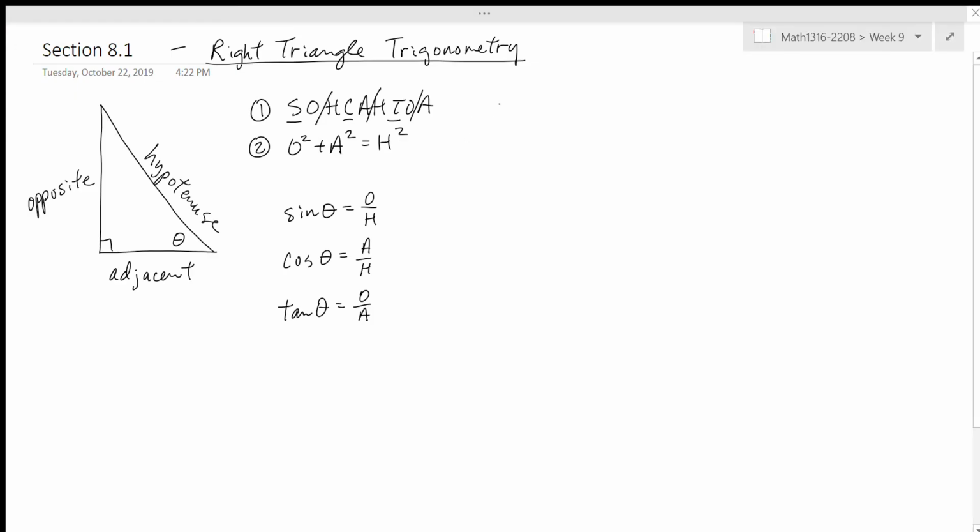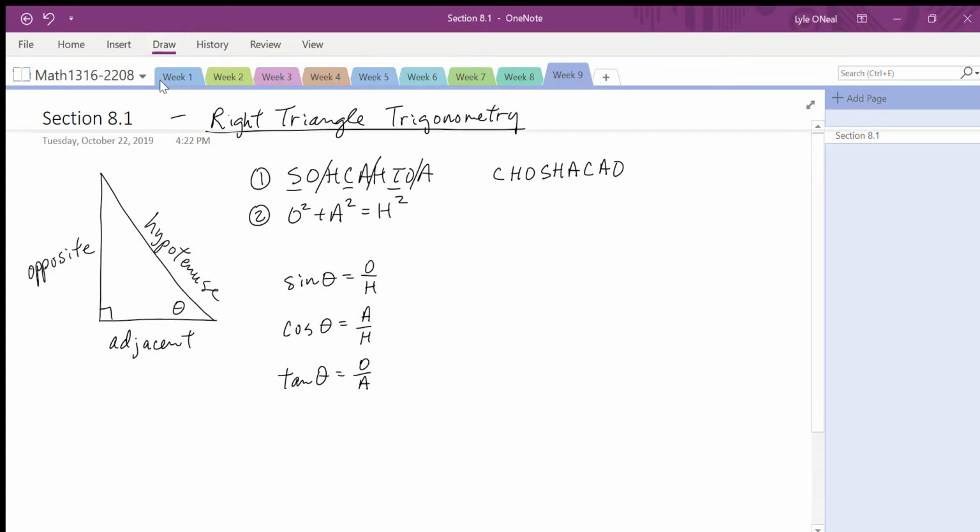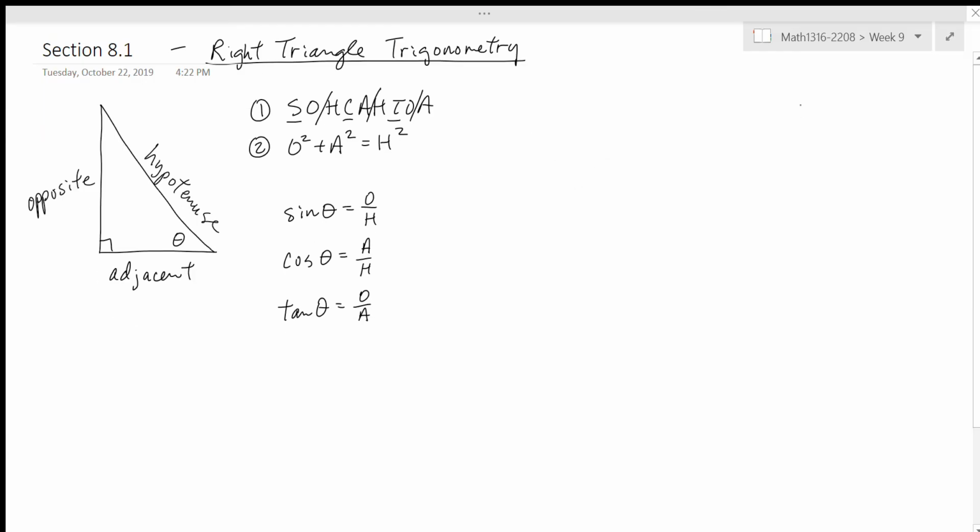So, cosecant is H over O, secant is H over A, cotangent is A over O. If you want that one, there it is, okay? Nobody ever teaches that though. Because who wants to learn that? So we'll erase that. But at least it's been recorded. It's now on the record.